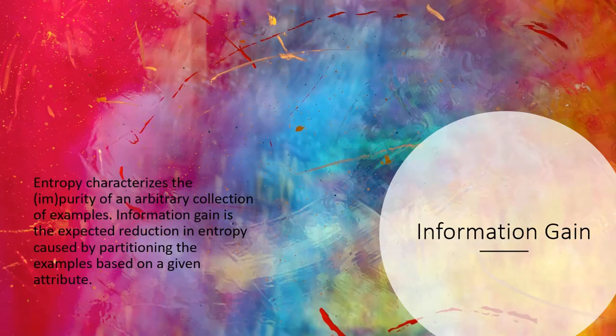To summarize information gain, entropy characterizes the purity or the impurity of an arbitrary collection of examples. Information gain is the expected reduction in entropy caused by partitioning the examples based on a given attribute.